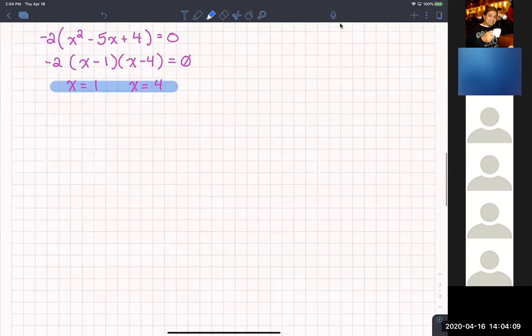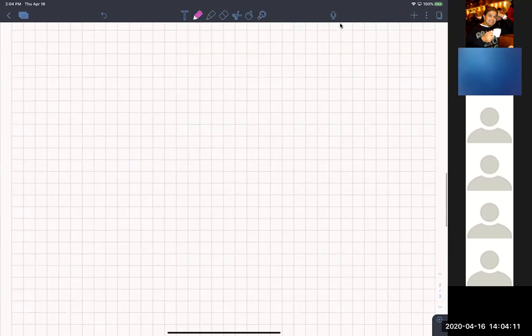All right. So let's talk about the vertex form. So the vertex form of a quadratic. Yesterday we talked about the standard form, which is this. And from this we got the vertex, which is (h, k). So another way you can write the same equation is what we call the vertex form.